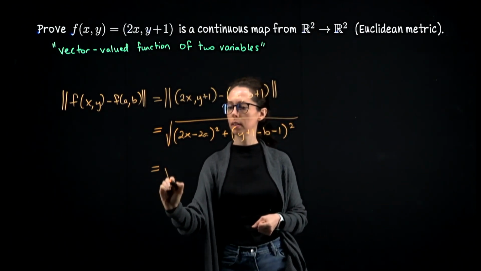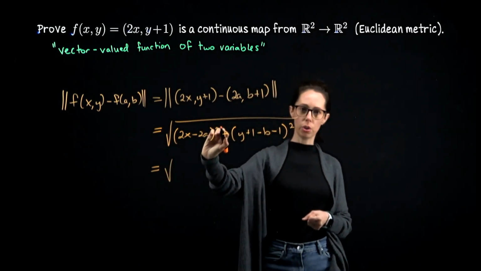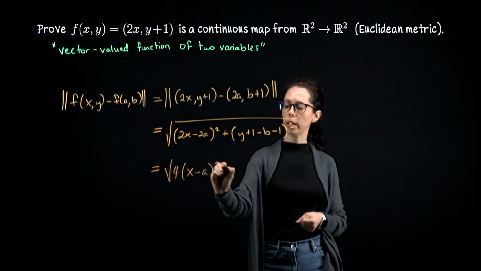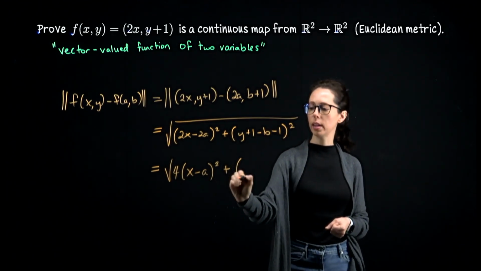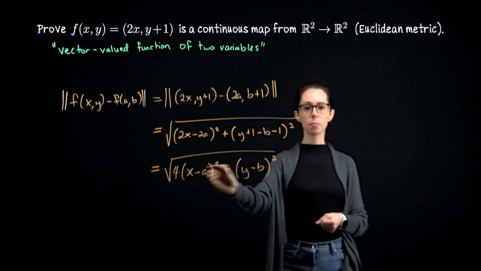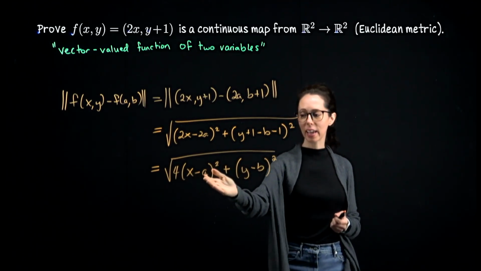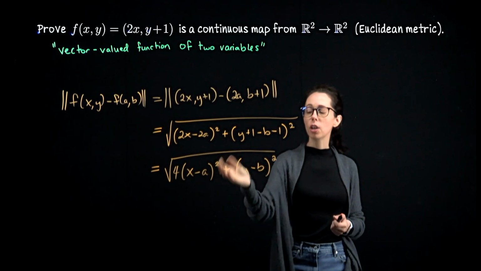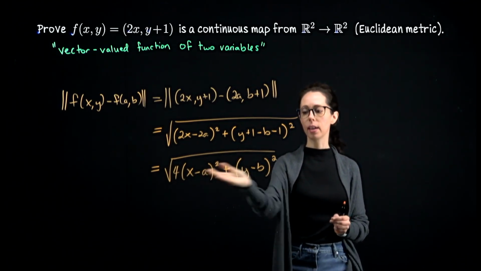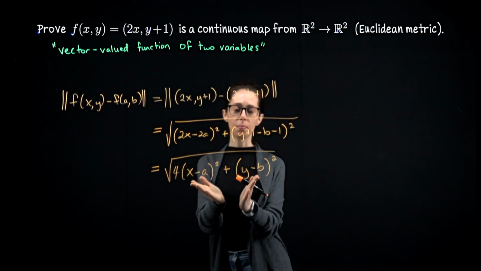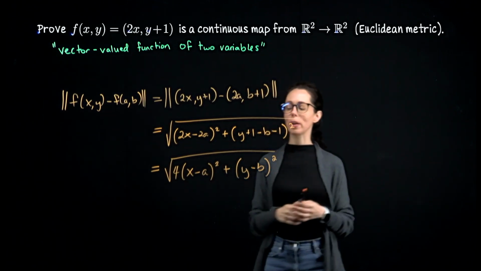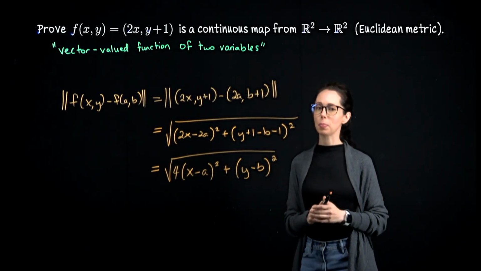I'm going to pull the 2 out and square it. So that's going to be 4 times (x minus a) squared. And then here, cancel out the 1 and negative 1, and we're left with (y minus b) squared. Do not expand these terms, because x is going to get close to a, and y is going to get close to b. You would like to see in these computations expressions of the form x minus a and y minus b. So don't expand them. Don't write x squared minus 2ax plus a squared. That would not be productive.